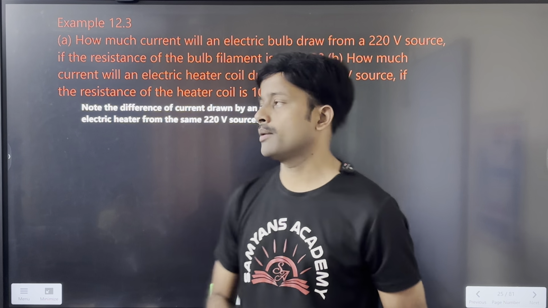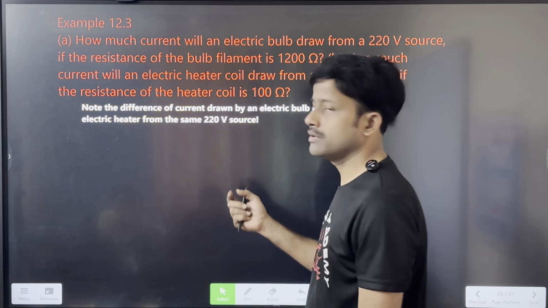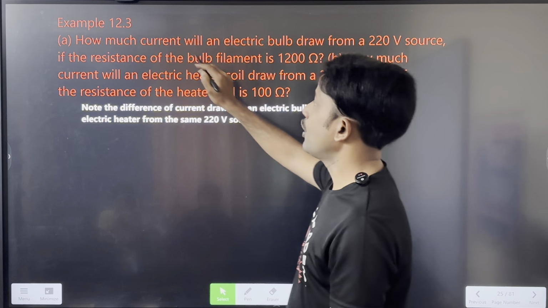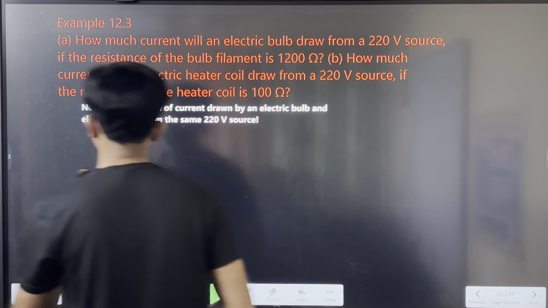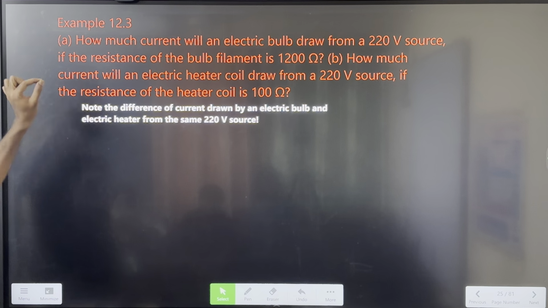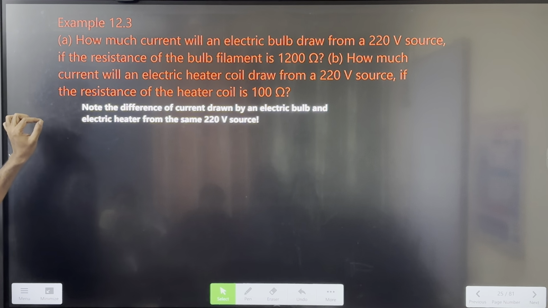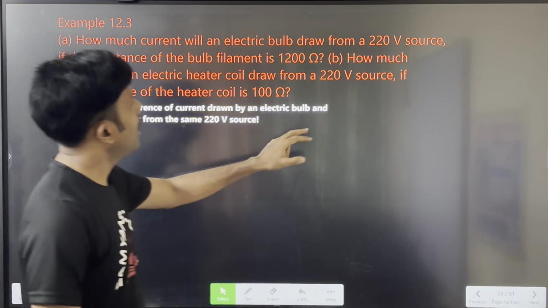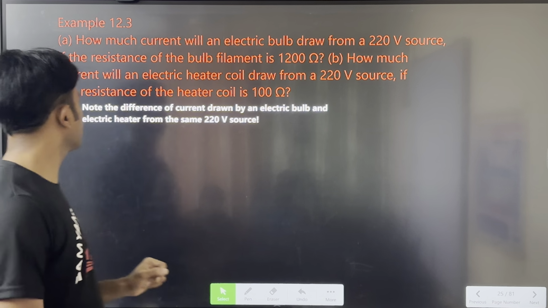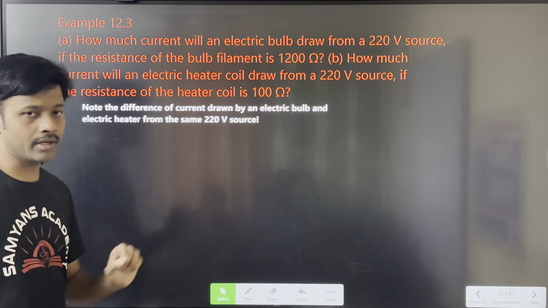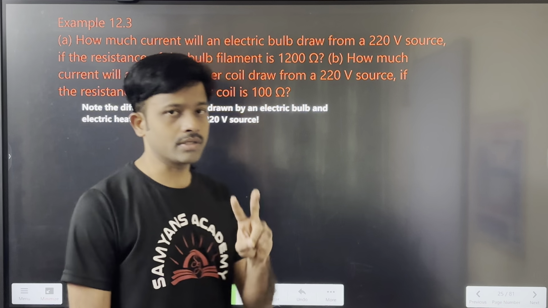Okay, here we have one problem. Example 11.3. How much current will an electric bulb draw from a 220 volt source if the resistance of the bulb filament is 1200 ohm? Then one more question is there. How much current will an electric heater coil draw from a 220 volt source if the resistance of the heater coil is 100 ohm? Okay, here two resistance values are given.